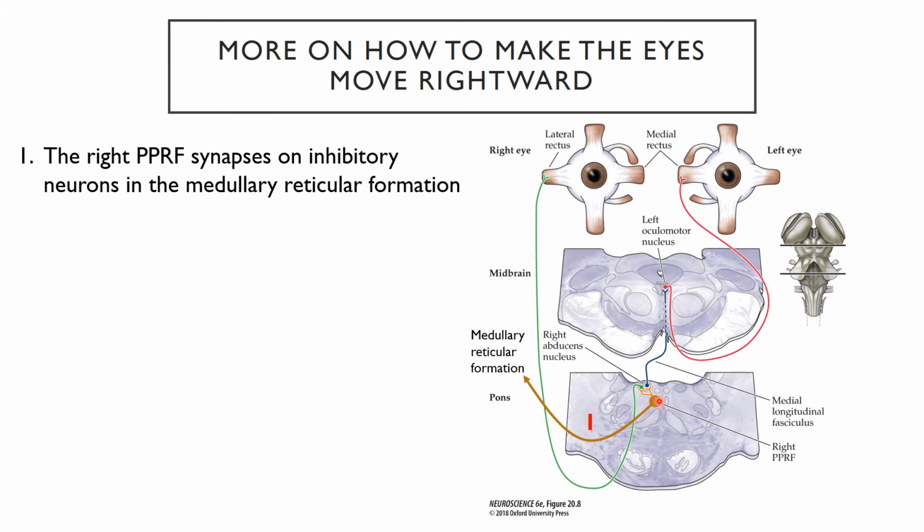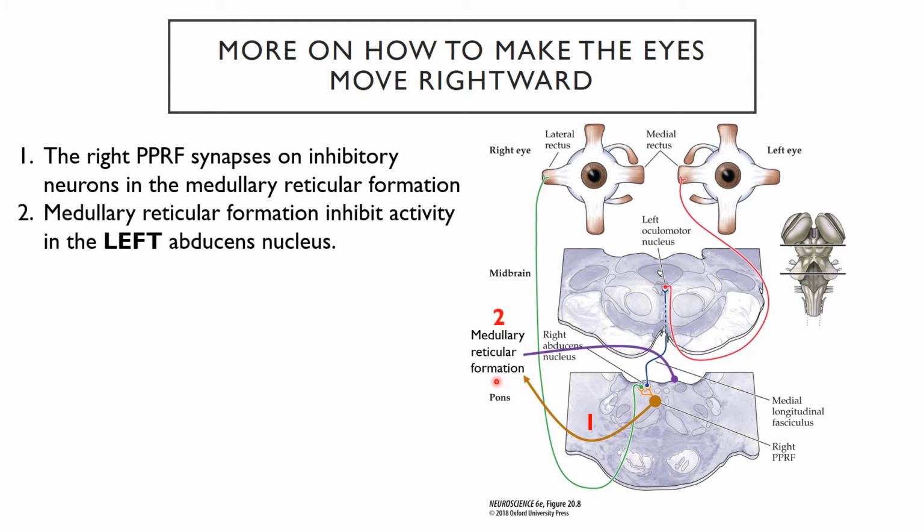The right PPRF, this is where things really start for this circuit. We already talked about how that fires in order to get everything going to the right side. So if the right PPRF is firing, we're going to move to the right. But it also helps coordinate the relaxation of the other muscles. It also synapses onto, and it's not within this diagram here, so I just added a neuron here, what's called the medullary reticular formation. It synapses onto this formation, and in the medullary reticular formation, there are inhibitory neurons. So it's going to cause inhibitory neurons in the medullary reticular formation to fire. The medullary reticular formation synapses onto the left abducens nucleus. So it has inhibitory neurons that come over here and synapse onto the left abducens nucleus.